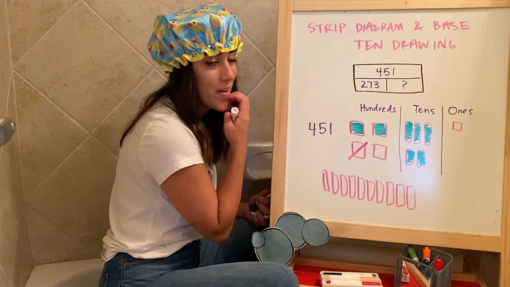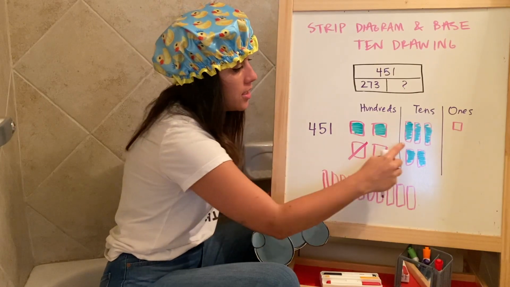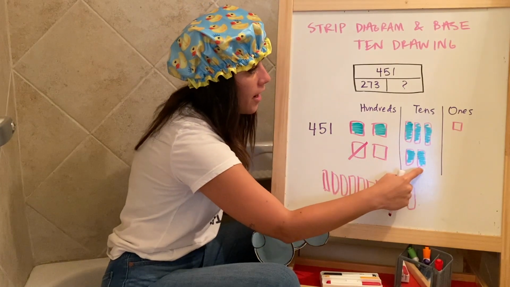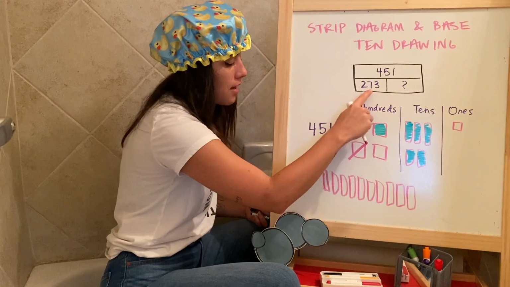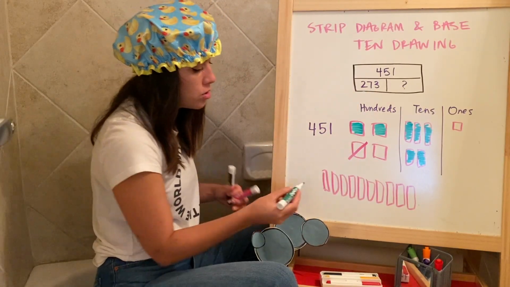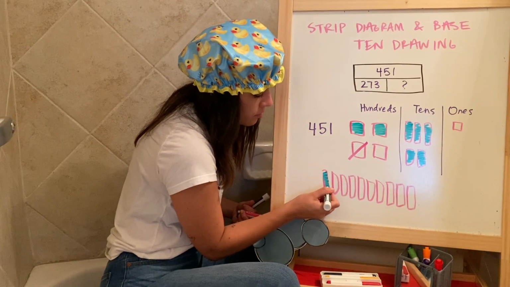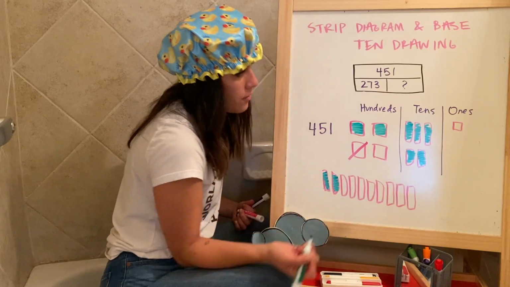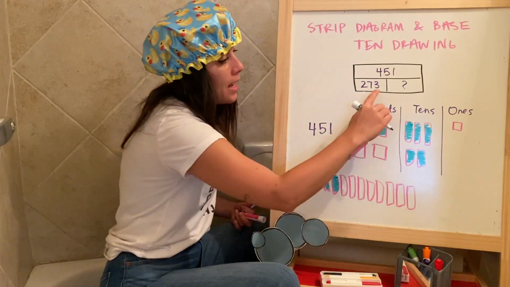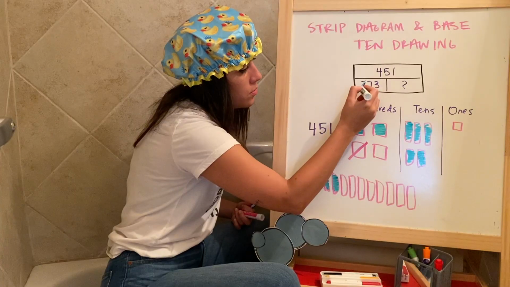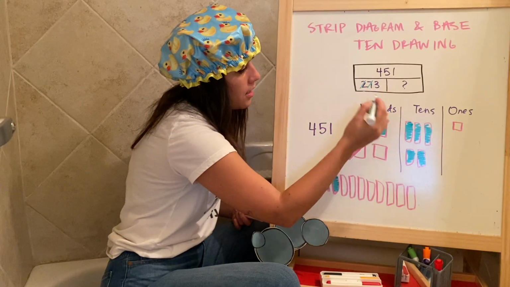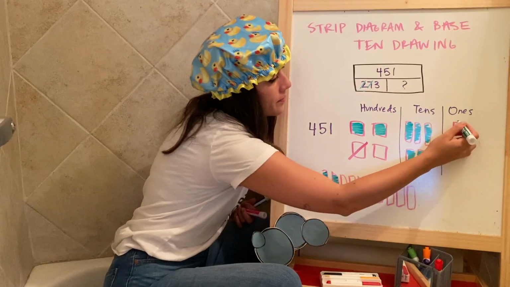I can cross that out and not worry about it, but I've only taken away 1, 2, 3, 4, 5 tens when I need to take away 7. So I'm going to take away 2 more. 6 and 7, okay? Now I've taken away 2 hundreds, 7 tens. I need to take away 3 ones.